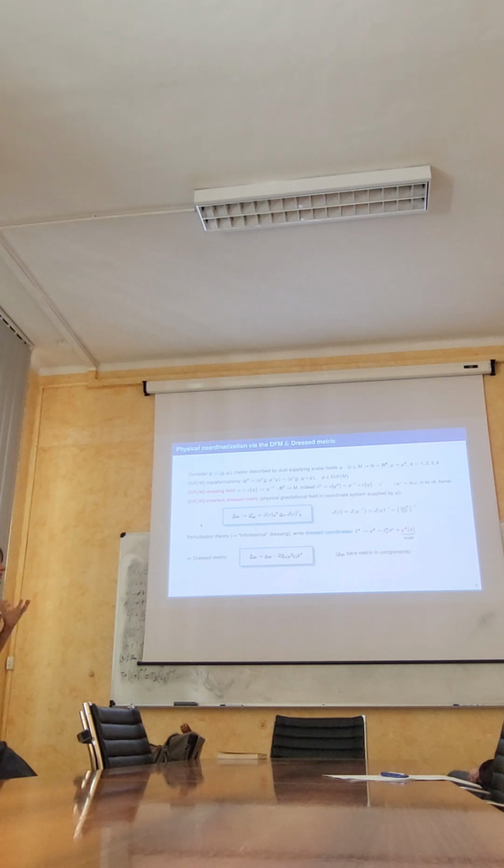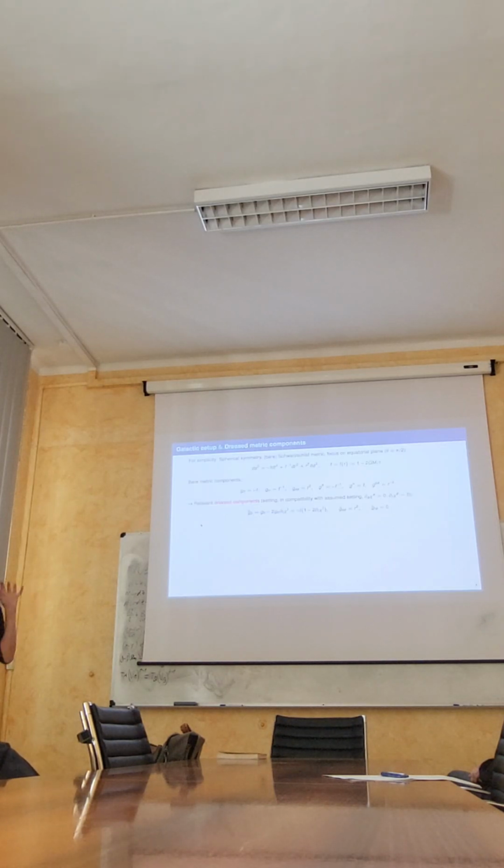and you can imagine it as telling you how much the physical coordinatization is contributing to the description of the model. So once we have these dressed coordinates, we replace in this expression, and we get the dressed metric, where G_B is the bare metric in components.